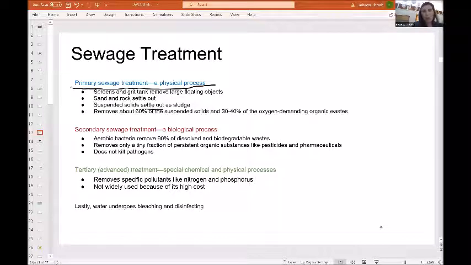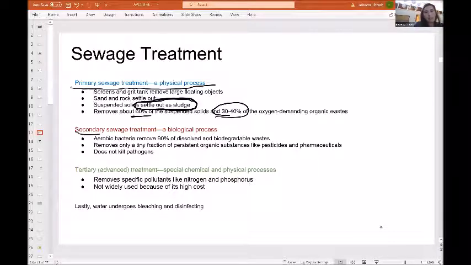Those are then kind of scooped out as sludge, and those have to be disposed of properly. This gets about 60% of our suspended solids and about 30 to 40% of the oxygen demanding organic waste. So primary treatment, getting the big stuff.